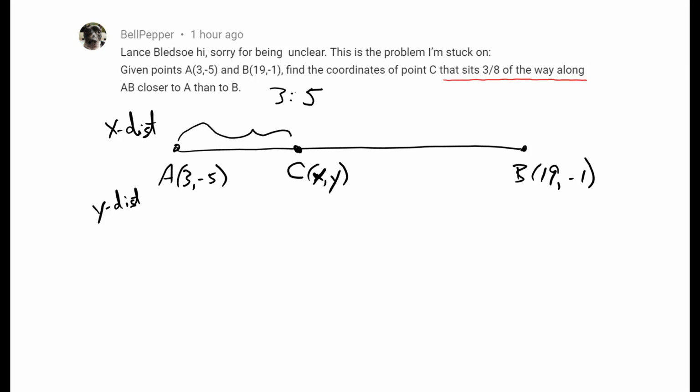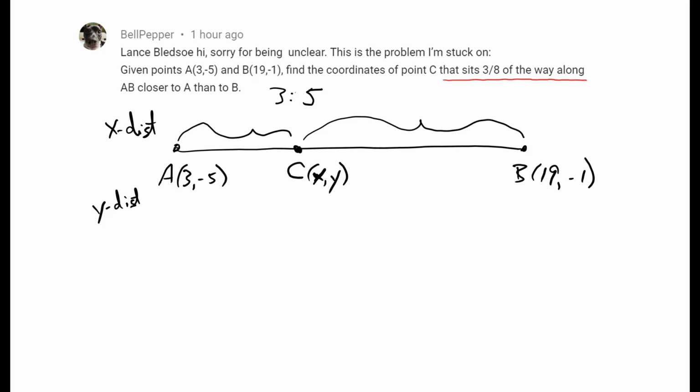is 3/8 of the way along AB, well, then this distance must be 5/8 of the way. In other words, if I'm dividing up my distance into eighths, and I want this first one to be 3/8, well, 3/8 would be the first distance, 5/8 would be the second distance from C to B, which means my ratio is not 3:8, it's 3:5. That's a very tricky and not immediately obvious part of this problem, and if you didn't spot that right away, don't feel bad because I didn't either.